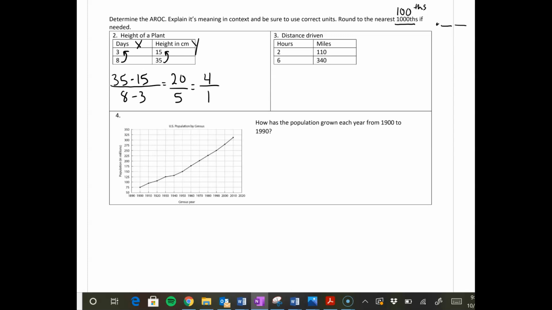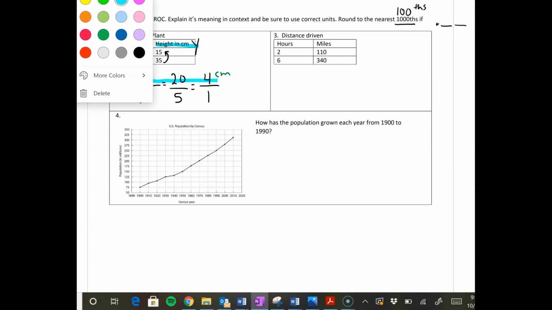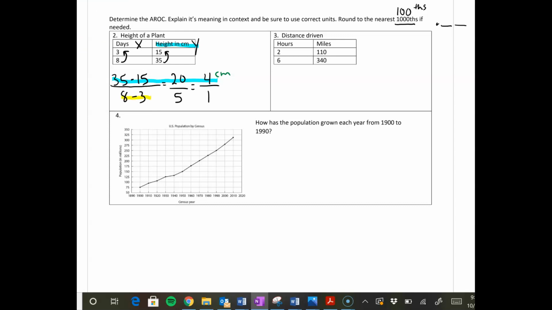So if you notice, everything in the Y is your height. Everything up here is your centimeters. So I'm going to put a quick little cm up here so I remember that. And then everything for my X's, that's the days. So everything down here represents days.